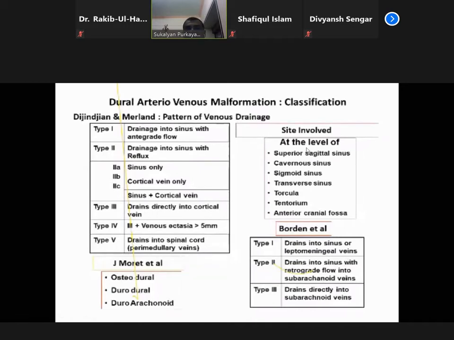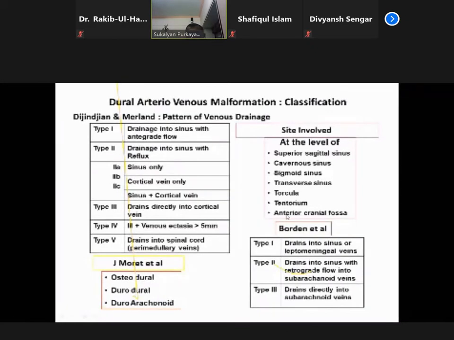Now, if you see the sites involved, they can be the superior sagittal sinus, the cavernous sinus, and the sigmoid and transverse sinus. They are quite common areas. Torcula and tentorial DAVFs are also quite easily seen. Anterior cranial fossa DAVFs are a bit less frequent. But out of all of these, anterior cranial fossa DAVFs are sometimes very difficult to treat by the endovascular route because the approach may not be that straightforward.